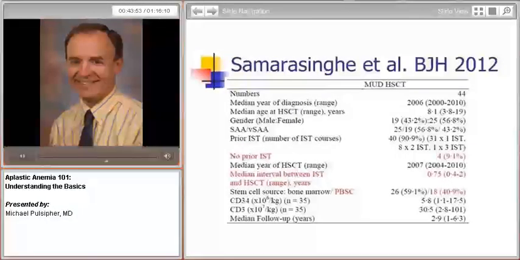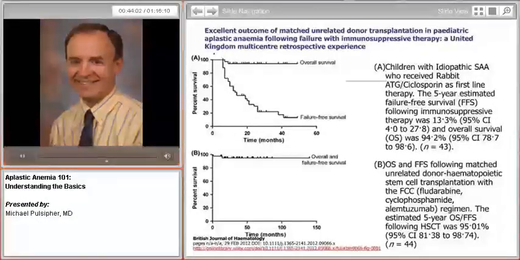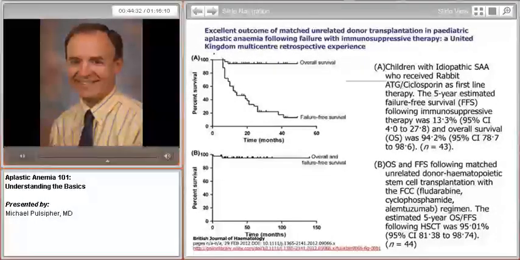This is a study of young patients who failed immune suppression. And I'm going to skip a couple of slides here to show you this outcome. Now, if you look just at the bottom, what you will see is that overall failure-free survival between getting a transplant and not getting a transplant was the same. In other words, nowadays, we can keep people alive for a fair amount of time just with blood transfusions. But unfortunately, these patients needed one therapy after another, and were involved very extensively in the medical system.